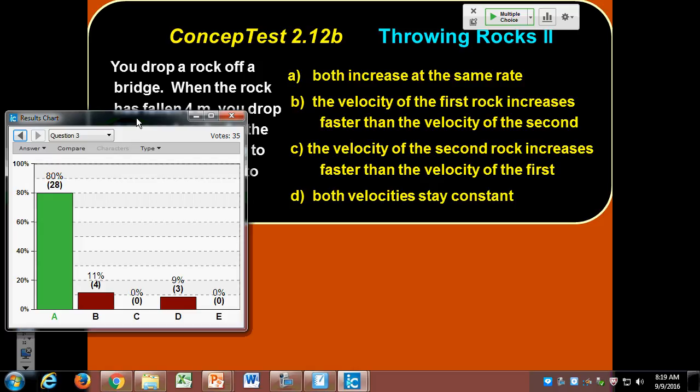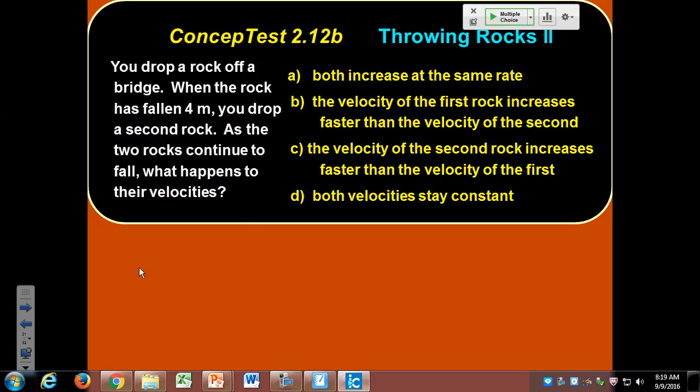The velocity of the first rock increases faster than the velocity of the second. This sort of sounds right because the first rock is traveling faster, but just because it's traveling faster doesn't mean it's accelerating faster. It's only traveling faster because it has that initial bump of speed, and it's only traveling faster by that amount V naught.